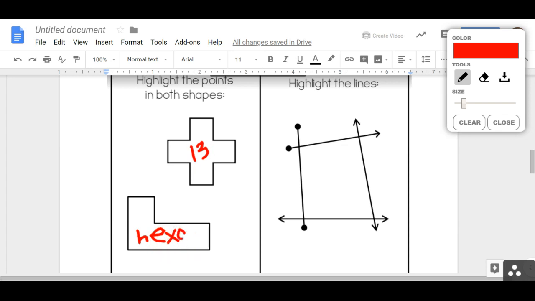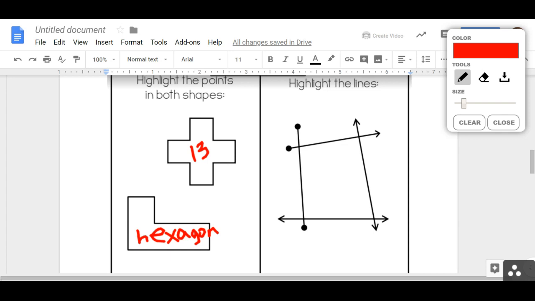I know it doesn't look like a regular hexagon. It's a not normal hexagon. A hexagon is any figure that has 6 sides. So all we're going to do here is we're going to highlight the points.